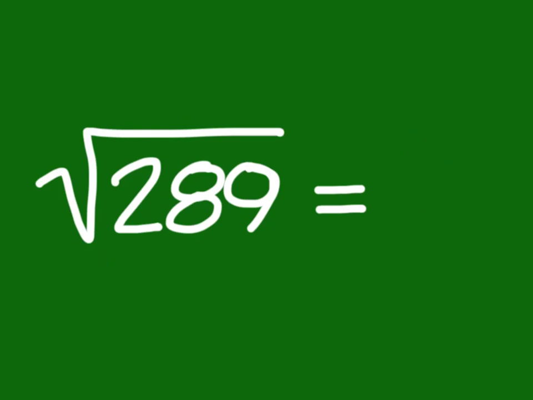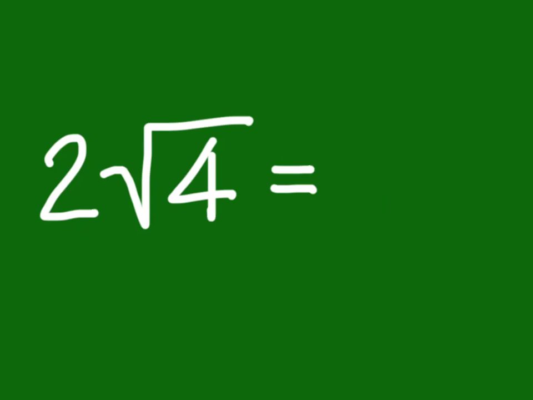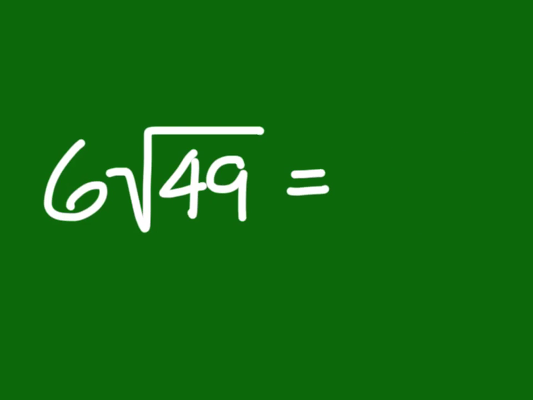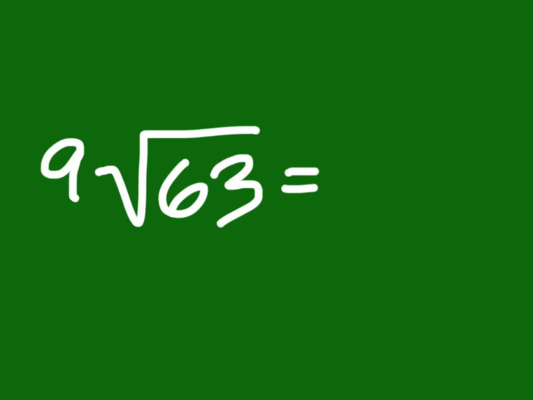Square root of 289, 17. Square root of 196, 14. 2 times the square root of 4. 3 times the square root of 25. 4 times the square root of 49. That should be 6 times the square root of 49, which is 42. And 9 times the square root of 63.